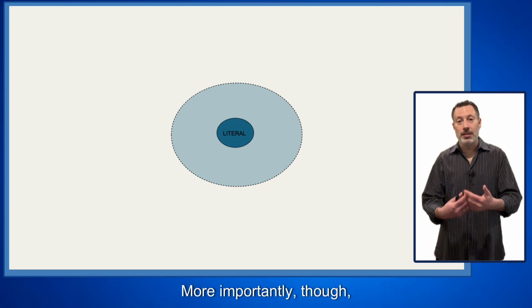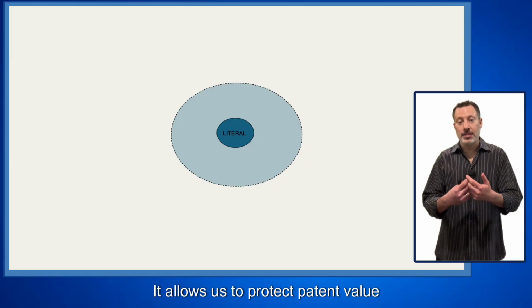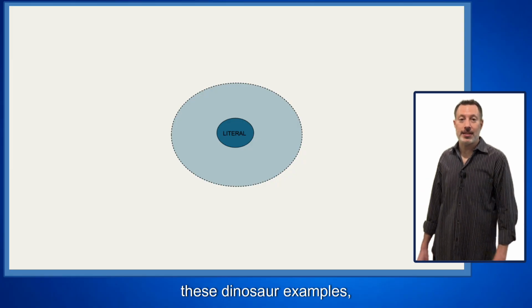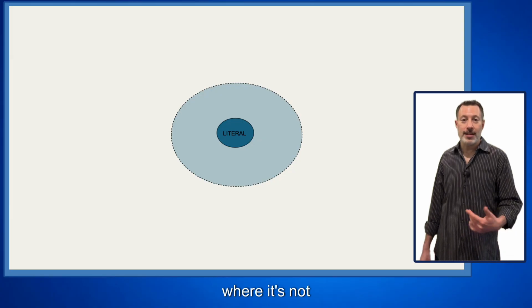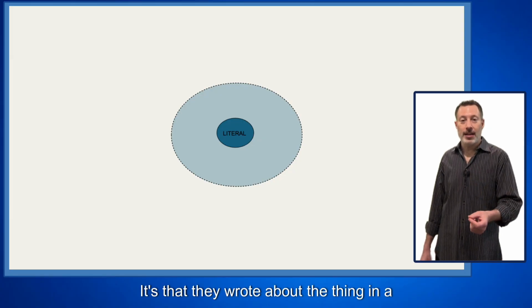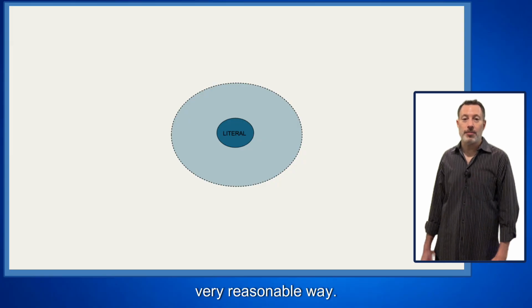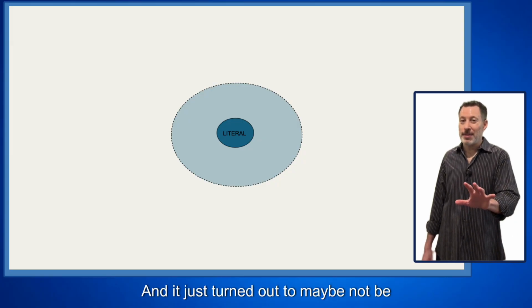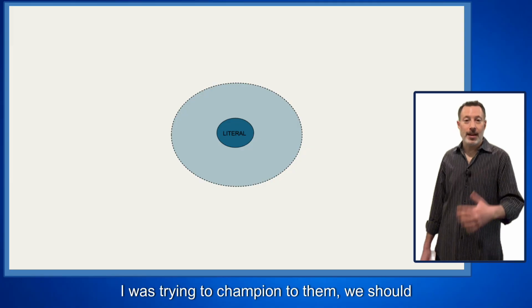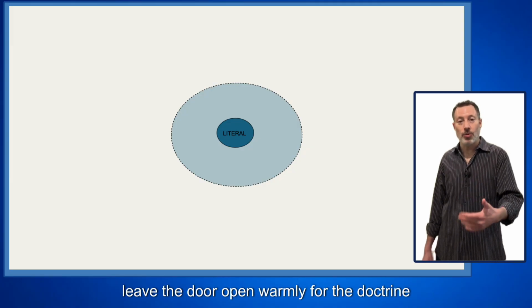More importantly, though, it allows us to protect patent value in examples like the ones in this deck, these dinosaur examples, where it's not that the lawyer was sloppy and didn't cross a T or dot an I, it's that they wrote about the thing in a very reasonable way, and it just turns out to maybe not be perfect as we come back and look at it years later. And I was trying to champion to them, we should leave the door open warmly for the doctrine of equivalence.